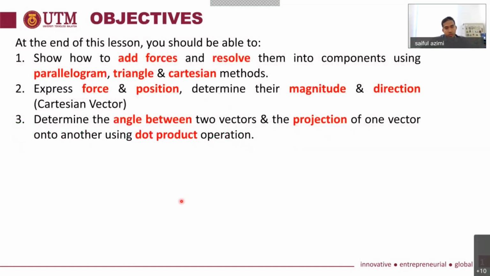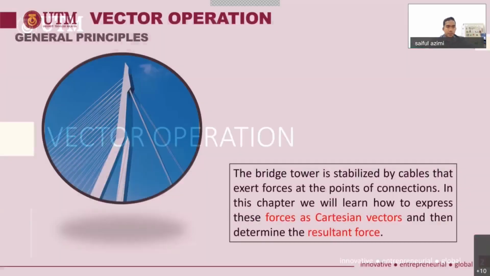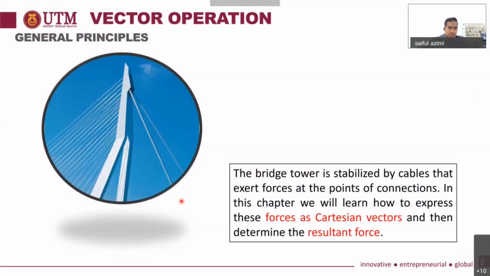So let us proceed with the first part of the chapter, which is all about vector operation. So what is actually vector operation? You can see here, this is a bridge which is stabilized by cables. Those cables give some forces to the points of connection. So how can this kind of bridge be stabilized by the cables? We will learn how to express these forces as Cartesian vectors and then determine the resultant force.